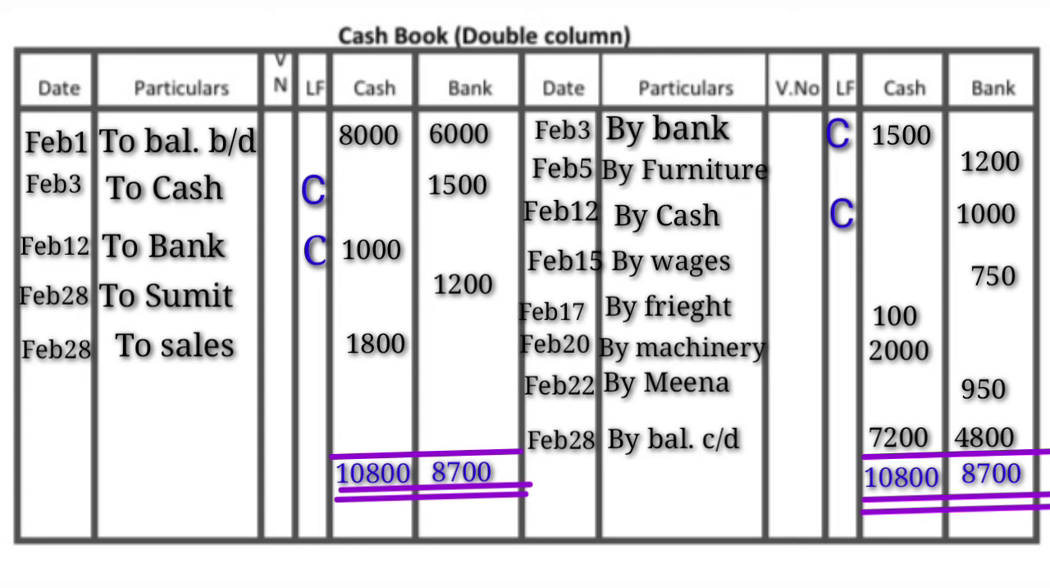And this balance carried down, we need to bring down on the next day March 1st, right? So in cash column, the balance amount is 7,200 and bank column, balance amount is 4,800. Date is March 1st. Particulars column to balance brought down. Completed.